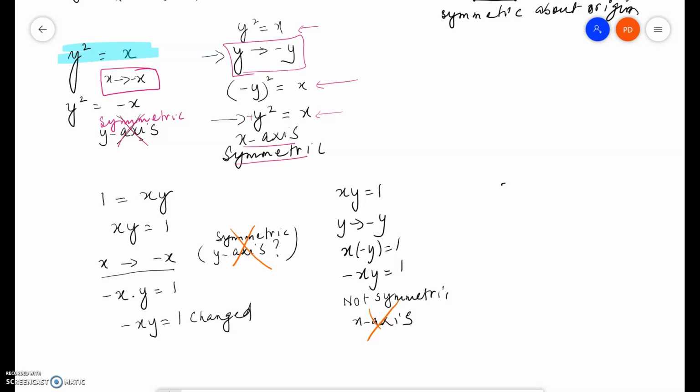Now we check if it's symmetric about the origin. Change x to negative x and y to negative y. Simplify. So you get xy equals 1. So therefore, this has remained unchanged from here to here. We've changed the x and the y, but the final equation is the same. So it is symmetric about the origin.